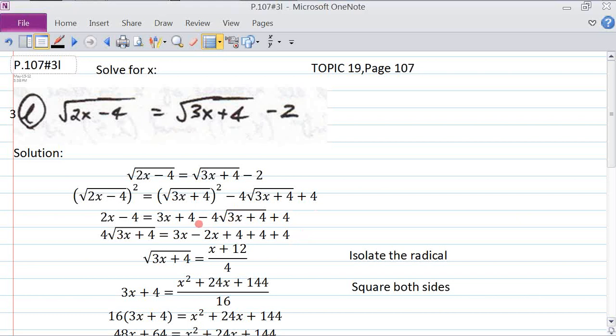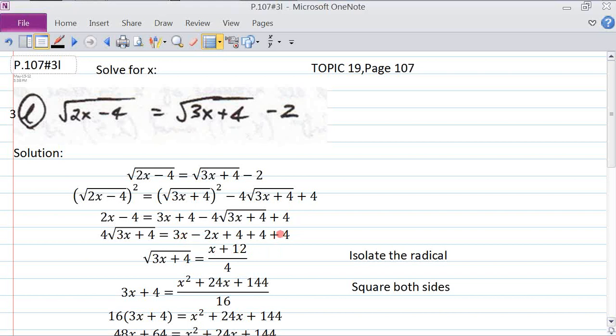So now what we're going to do is isolate the radical term, take this over onto the other side right here. Bring the minus 4 from the right side to the left side, we get plus 4. The 2x will go from the left side to the right side, that's why we've got 3x minus 2x. And this minus 4 will add to that 4 and that 4. So we got 4 plus 4 plus 4. So this becomes x plus 12 on this side.